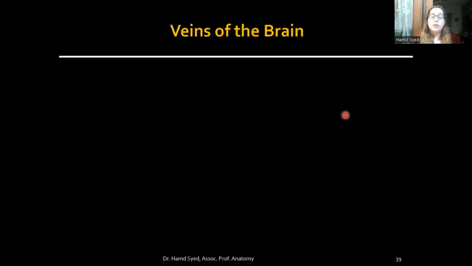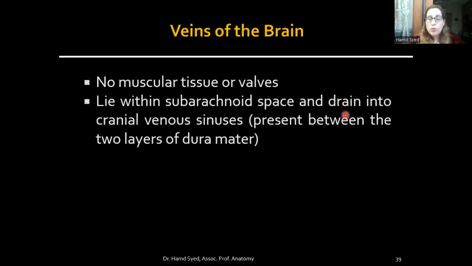So now that we have summarized the different cerebral artery syndromes, we are going to discuss the veins of the brain quite briefly. You should know that the veins of the brain do not have muscular tissue or valves, and they are also lying in the subarachnoid space, and eventually they drain the substance of the brain into the cranial venous sinuses. The cranial venous sinuses are present between the two layers of the dura mater.